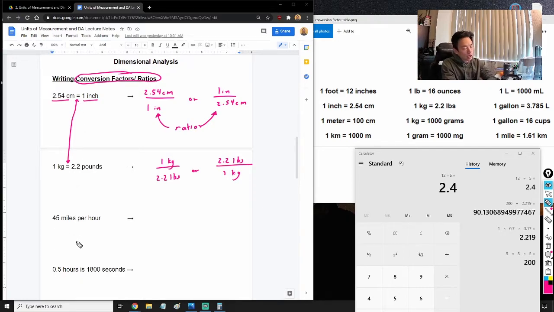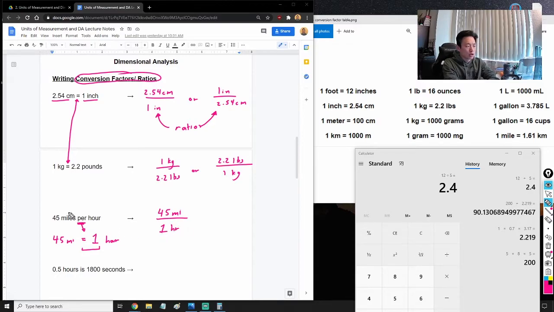Another way people like to write how two things are equal to each other is this term per. Okay, so 45 miles per hour. What this means is 45 miles equals, per hour is 1 hour. So that word per basically means equals 1 and whatever comes behind it. So per hour means equals 1 hour. So if I wanted to write a ratio for this, it would be 45 miles over 1 hour.